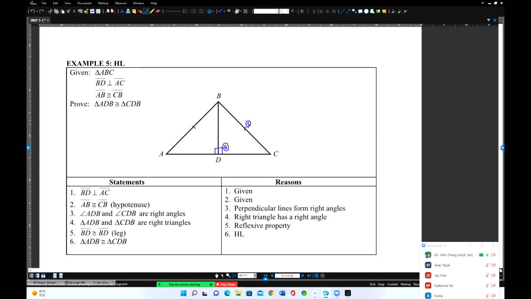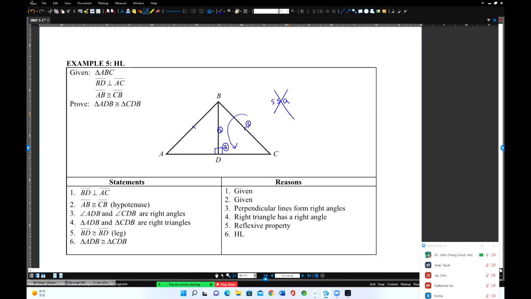But we need one more, okay? Where is one more? Oh, this one? Reflexive? So what is this order? Angle, side, angle? No. Side, side, angle. Side, side, angle is not working. When you have a side, side, angle, we have to go HL, hypotenuse leg. We need to go hypotenuse leg.